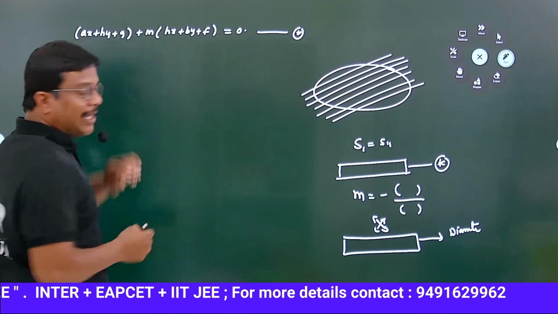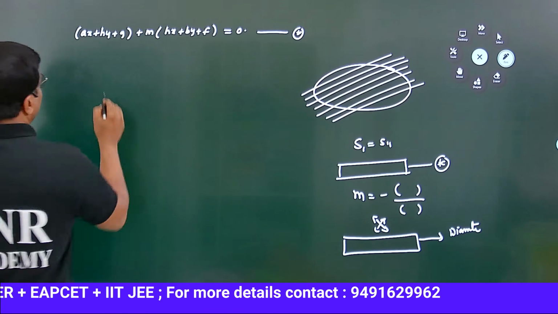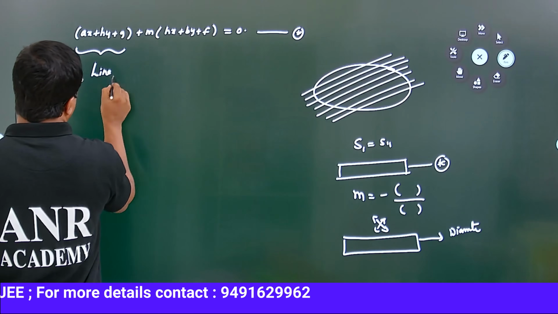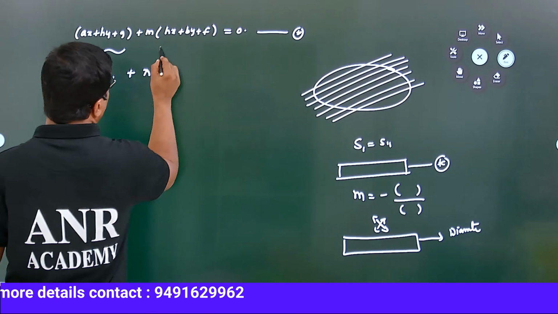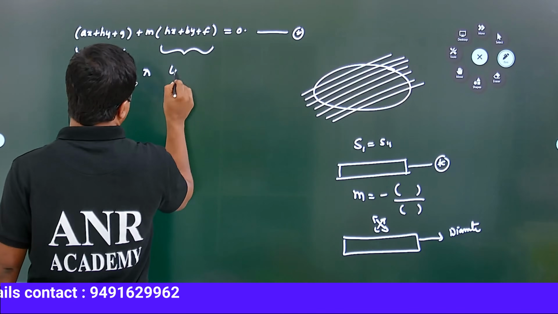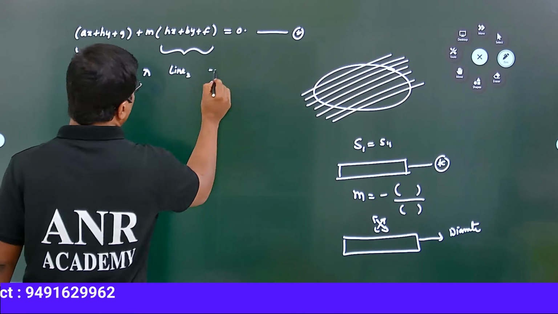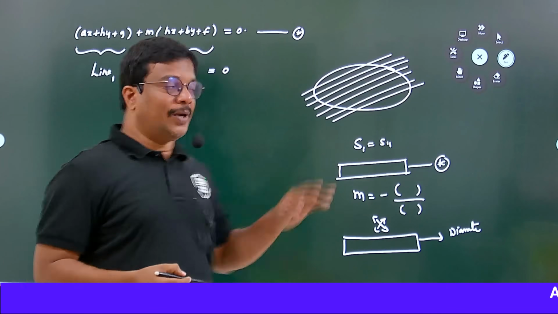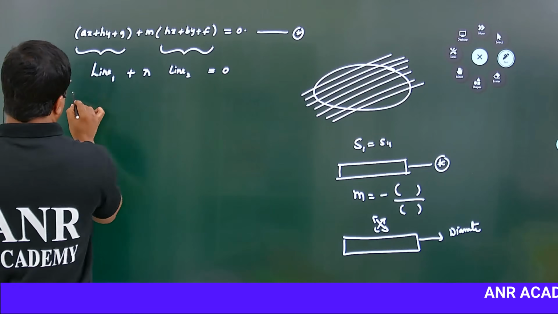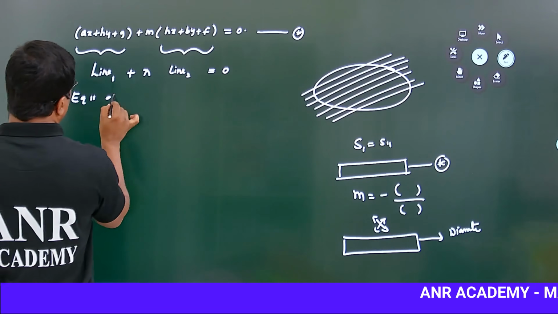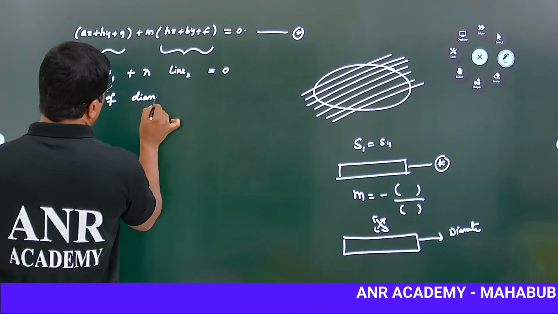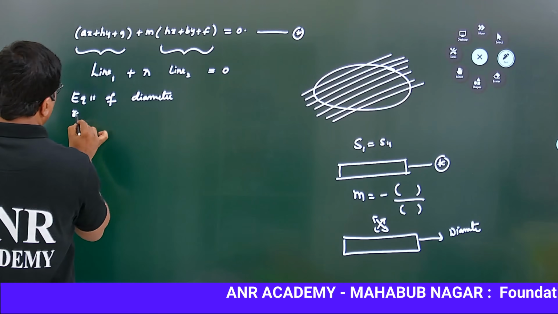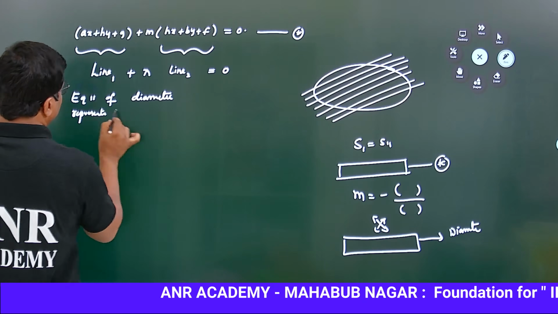Let us observe clearly. It looks like line 1 plus lambda into another line 2 equal to 0. L1 plus lambda into L2 equal to 0 model. So this equation of diameter is actually representing a family of lines.